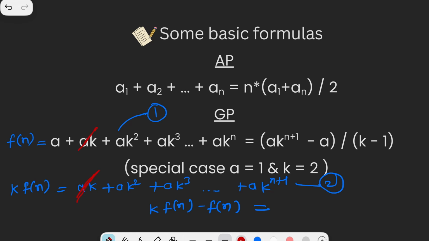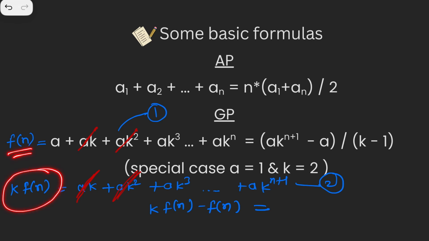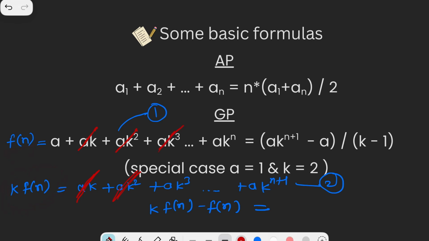This will cancel out this. This will cancel out this. Remember, we are subtracting, right? We are subtracting f of n from k into f of n. So this will cancel out this, and this will be cancelled as well by a to the power kn. So finally you will get something like a k^(n+1) minus a.